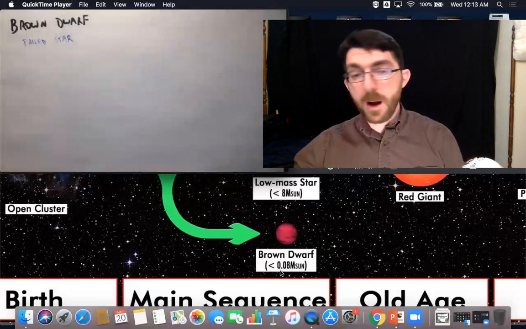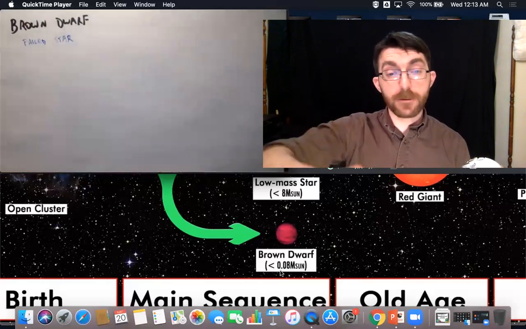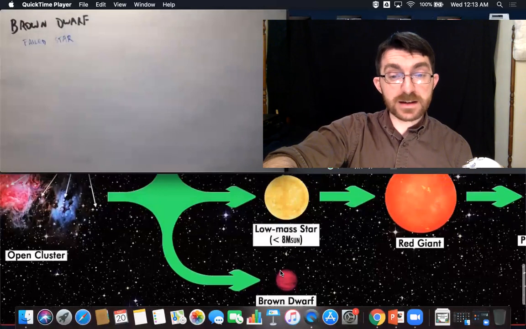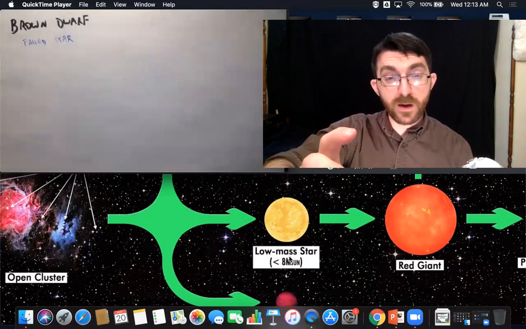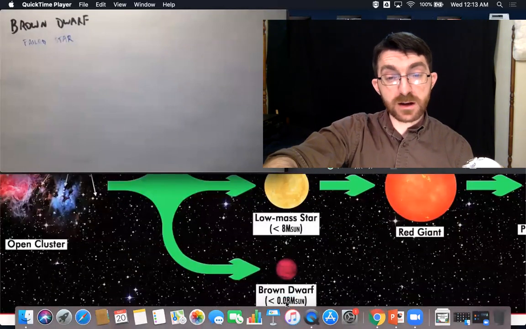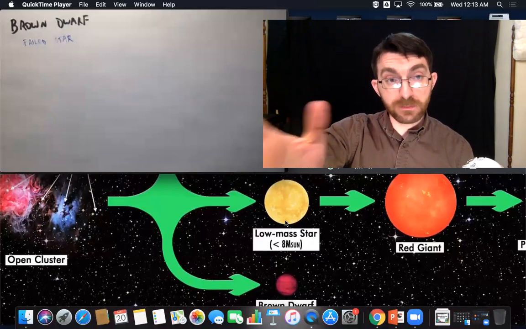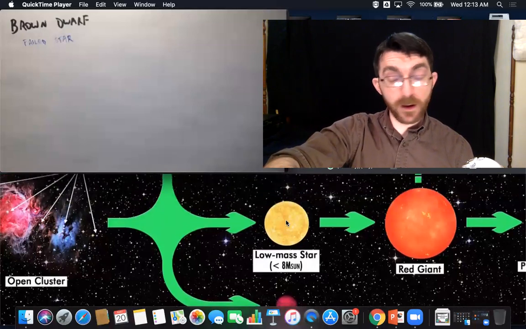Anyway, if we get above brown dwarf, we're finally to the point where we could end up with a star. And if we stay within 8 solar masses, so you see this says less than 8 M sun, that means we are between 8% of a sun and 8 suns. So our sun is in this range of what would be called a low mass star.